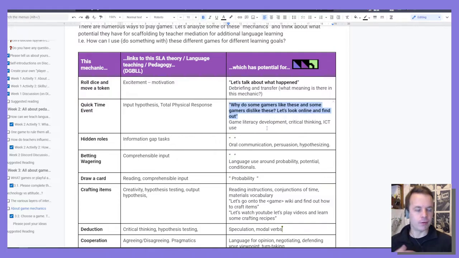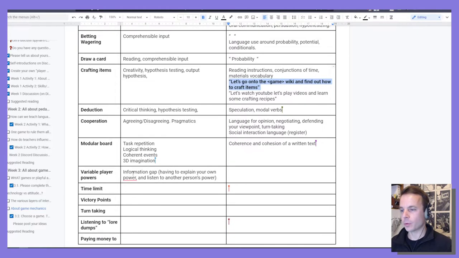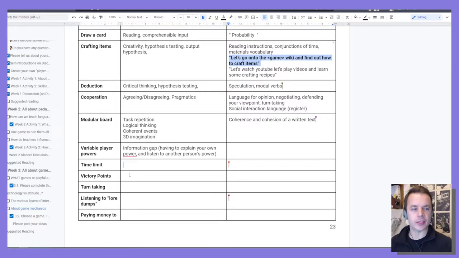If you can think of the actual language that a teacher might say in response to these particular things. For example, the crafting items one here, I just added, "Let's go onto the game wiki and find out how to craft these items further." So think of what a language teacher could say in the classroom in response to these particular game mechanics in order to further learning.